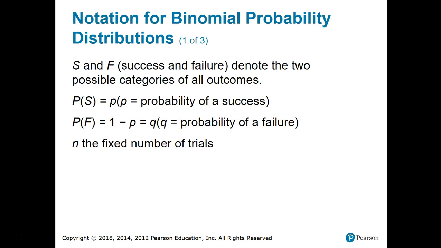All right, so S and F, success and failure. Probability of success is P. P is equal to the probability of success. Remember that. Probability of failure is 1 minus P, or Q. Q is the probability of failure. N is the fixed number of trials. So I'm going to do it 100 times. So write the numbers down. P, probability of success. Q, which is equal to 1 minus P, probability of failure. And N, fixed number of trials. These numbers you will need to remember.